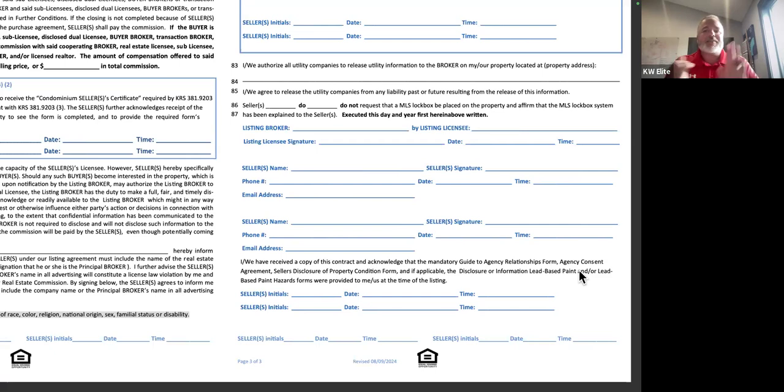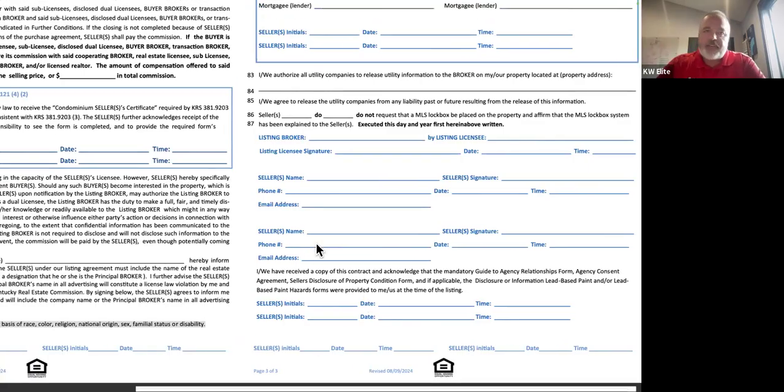Guide to agency relationships, the agency consent, the seller disclosures, and if it was built in 1978 or before, then you need to get the lead-based paint as well. And then all sellers need to initial, date and time here, as well as at the bottom of every page, like they always do. So that's how you fill out a form.